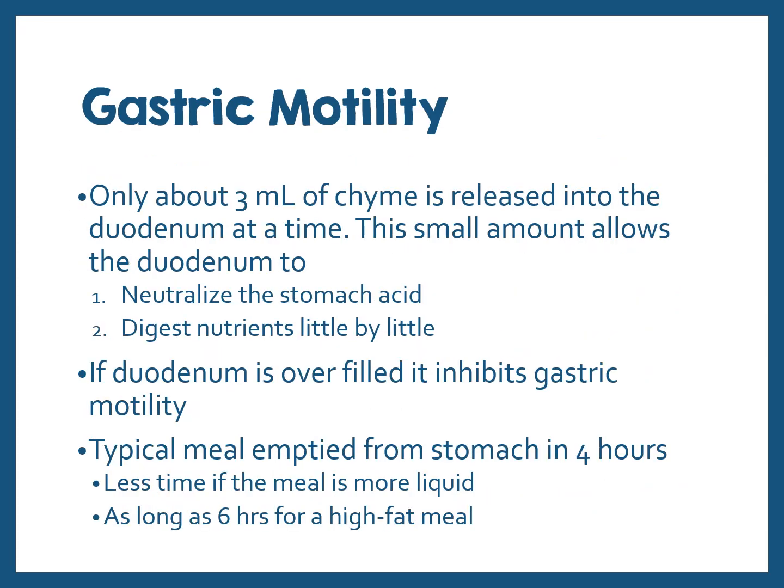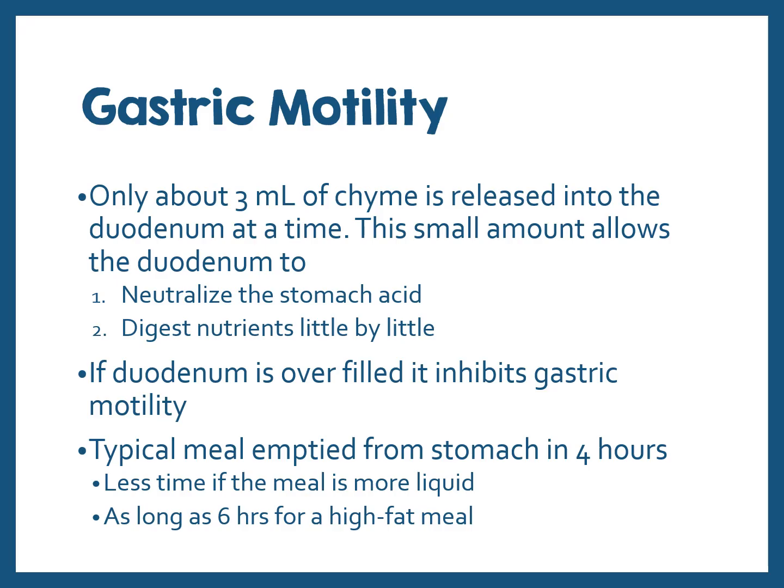Once that chyme is churned, it's going to start to get released into the duodenum. I say duodenum, that's how it was taught to me. Tomato, tomato. But when we're talking about how much, it's not all released at once. There is about 3 mils of chyme that's released at a time. Just to put that in perspective, 5 mils is a teaspoon, so less than a teaspoon of chyme is going to go into the duodenum at a time.